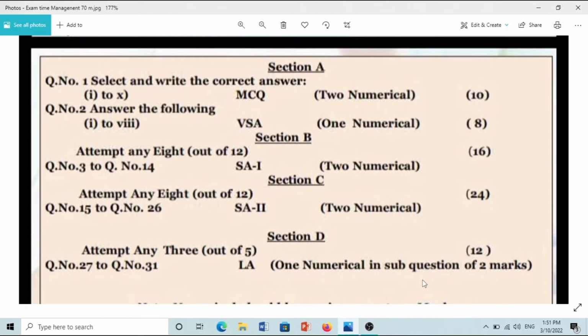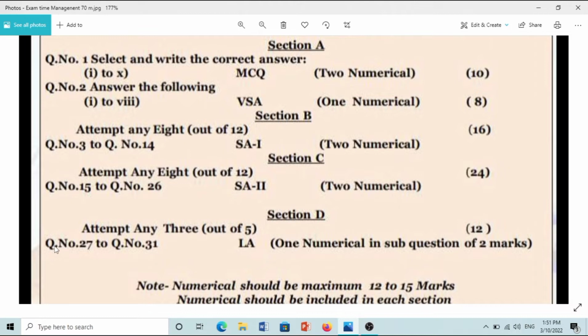Then Section D. In Section D, attempt any 3. How many questions are given in Section D? Yes, 5 questions are given, but you should attempt only 3, and each question carries 4 marks.